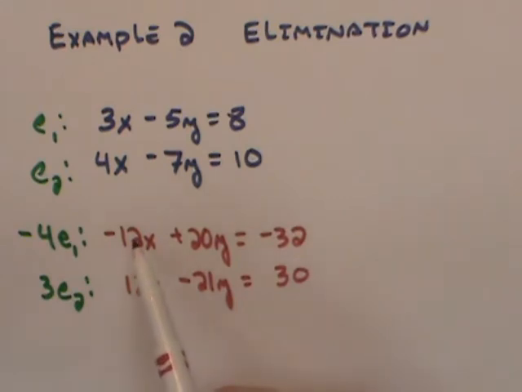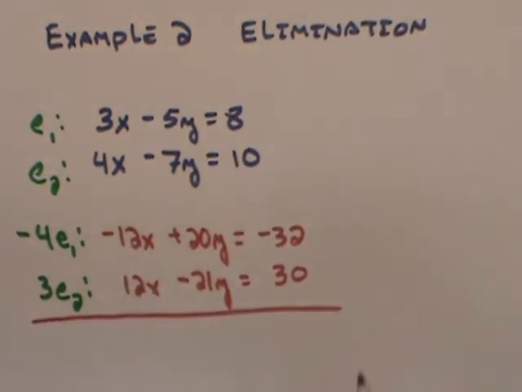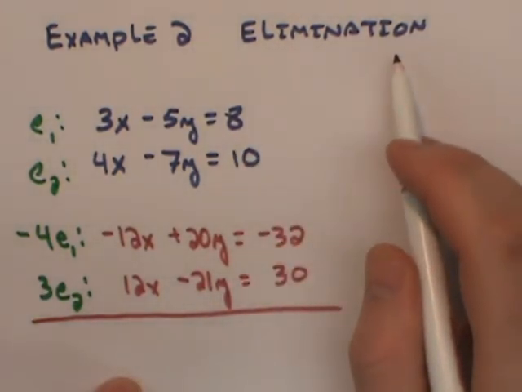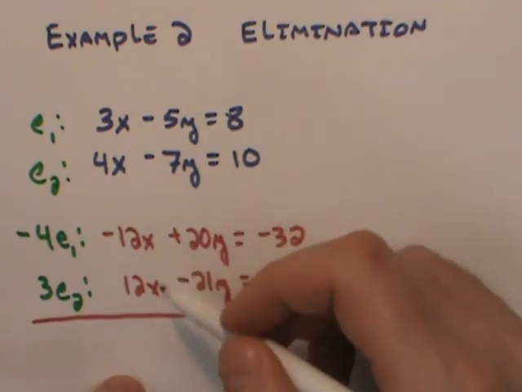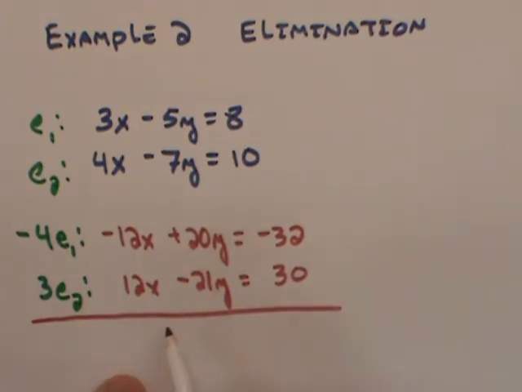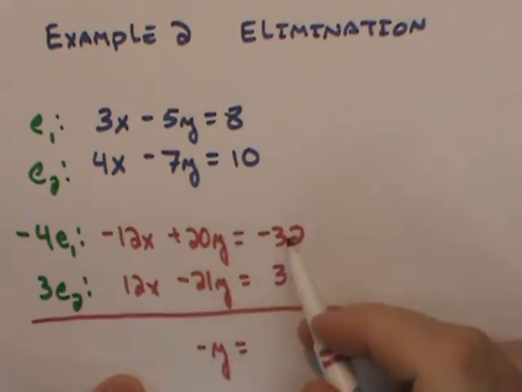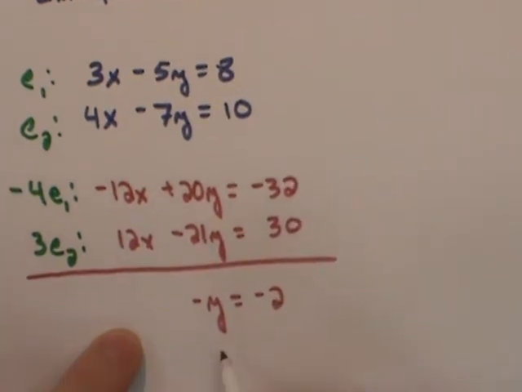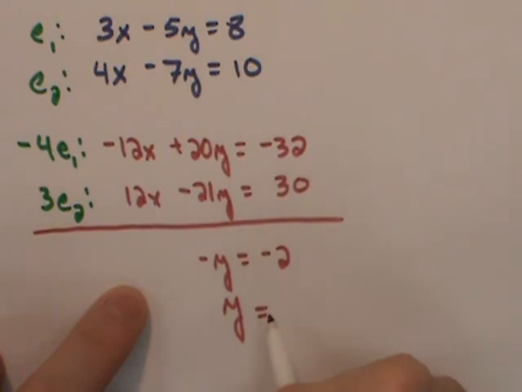Once I've achieved equal but opposite coefficients, I'm permitted to combine the equations. Sometimes elimination is called linear combination because this step here, you combine the two lines. Linear combination, when I add this up, the x's drop out. 20y, take away 21y would be a negative y. Negative 32 and 30 would be negative 2. That means that if negative y is negative 2, positive y must be positive 2.